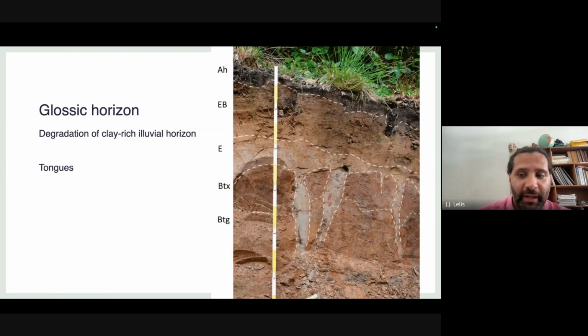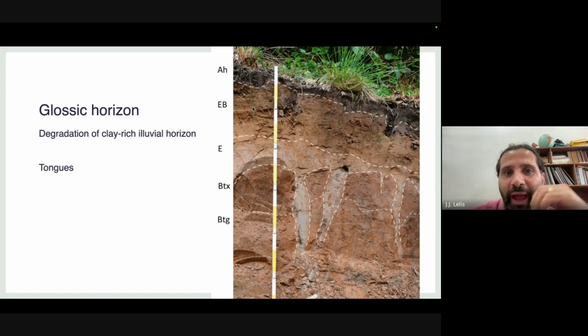And let's talk about another horizon that also has a higher clay content than the surface horizon. It is the Glossic horizon. But the Glossic is quite different from the others because in this case, the Glossic horizon expresses some tongues, some fringes, some waves of clay between the horizons. Okay, you register something like a mix between the E and the B horizon, as you can see.